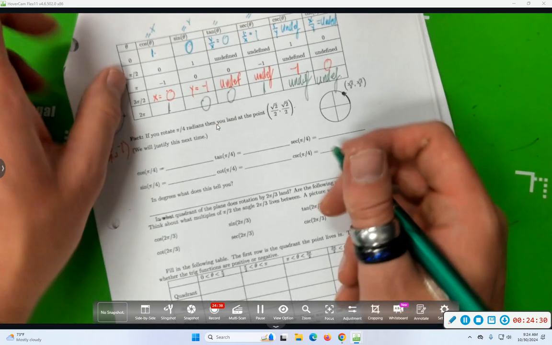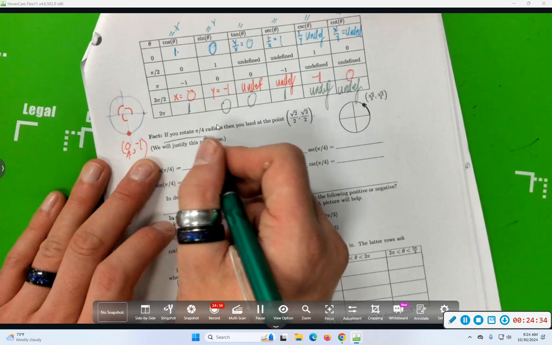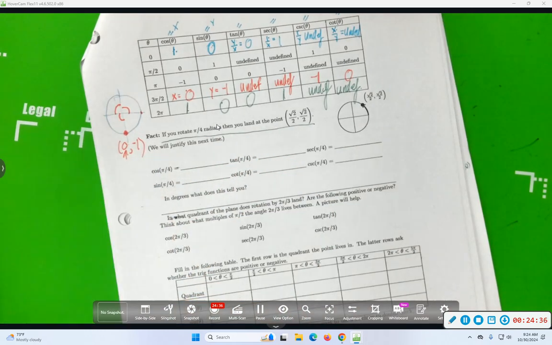And one of those bits of geometry will justify the following. Here's something I won't justify today that we will in the future. If you rotate by an angle of pi over 4 radians, so that's like half of a right angle, you get to the point √2 over 2 comma √2 over 2. That's something we won't justify today, but for now it's a fact. Is that enough information to compute all the trig functions?